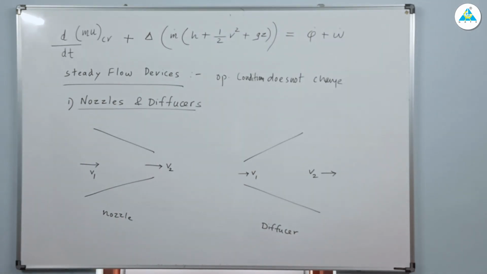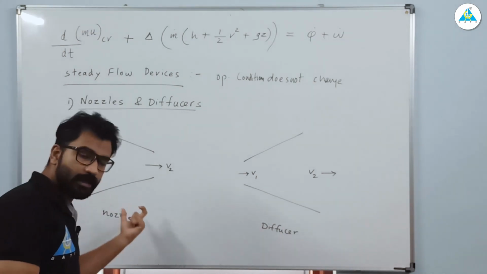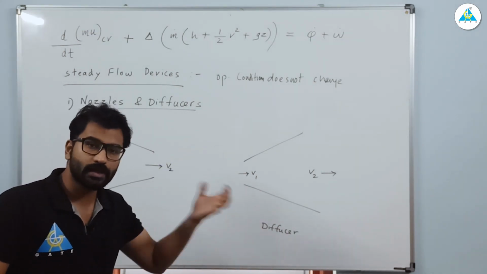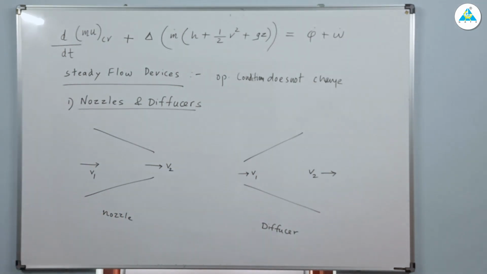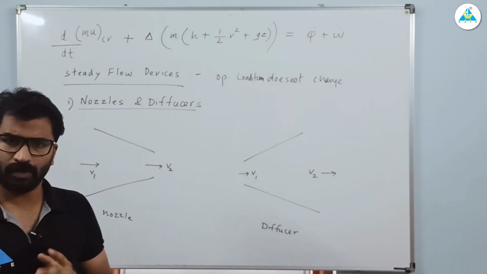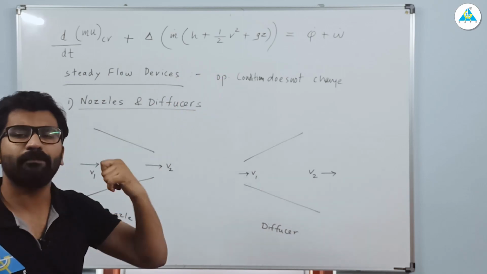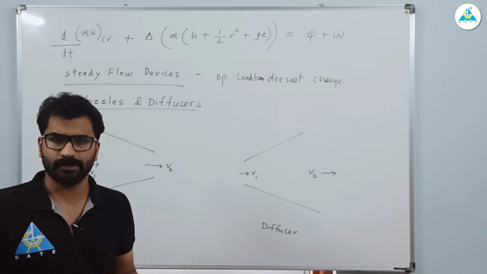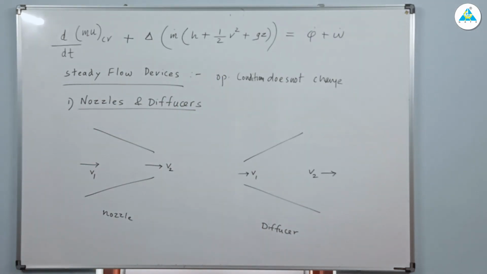So we are not interested in the construction part or the working procedure. We are interested in, if they give a nozzle or if they give a diffuser, how we are able to solve the problem by using the first law equation, right? So what is this equation? This is the application of the first law to an open system. Okay? So I hope you understood that.